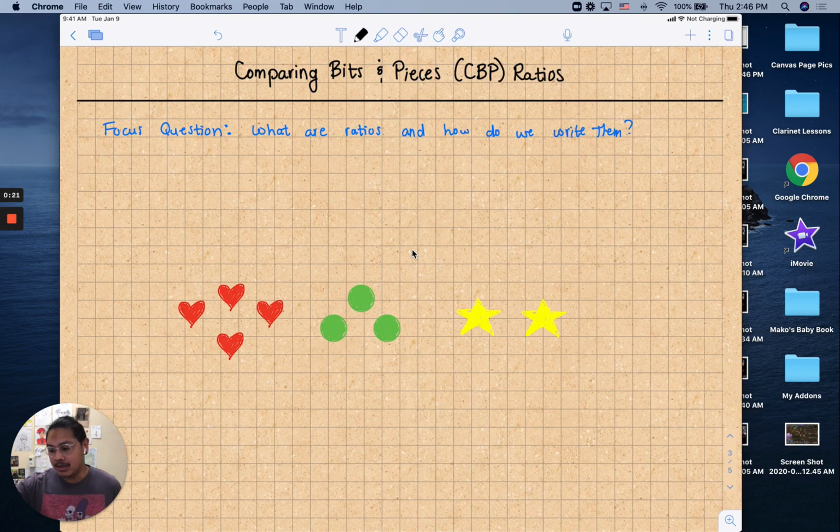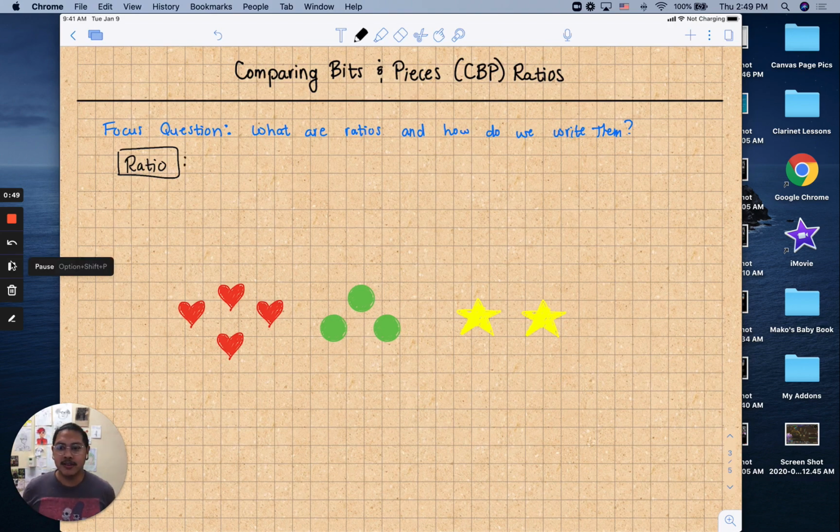Today's lesson is all about ratios. Please take a moment, copy down the focus question, please. What are ratios and how do we write them? Please notice that I left some space in between the focus question and these drawings. That's because I want to include the definition for what a ratio is here. So actually, go ahead and throw this in there. We're going to define what a ratio is, and then draw those pictures for me to the best of your ability.